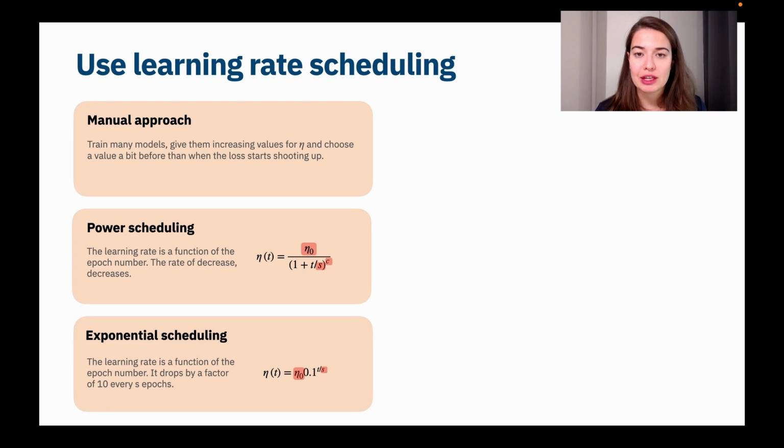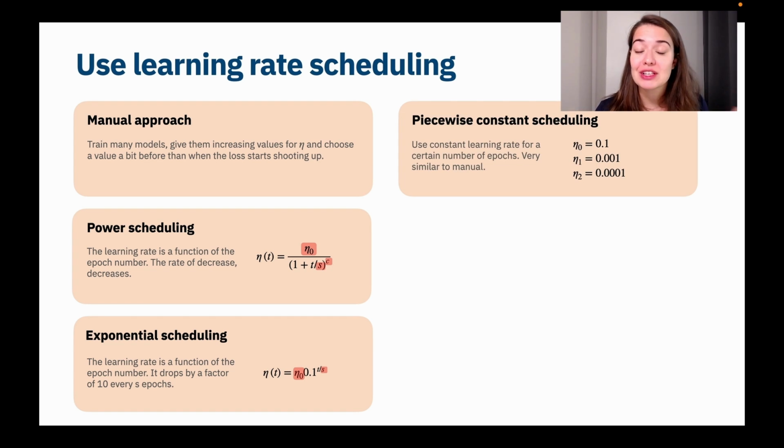Next one is exponential scheduling. It is kind of the same idea. The learning rate is still a function of the epoch, but now it doesn't get smaller at a smaller rate. It basically drops by a factor of 10 every S epochs. So S is a hyperparameter that you would need to determine when you're starting this learning rate scheduling.